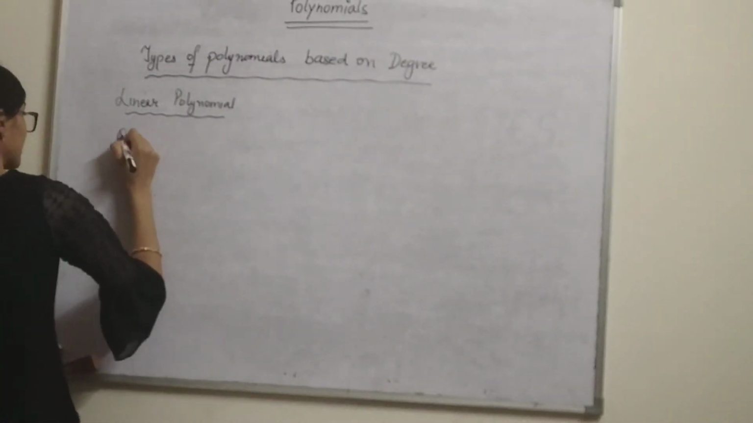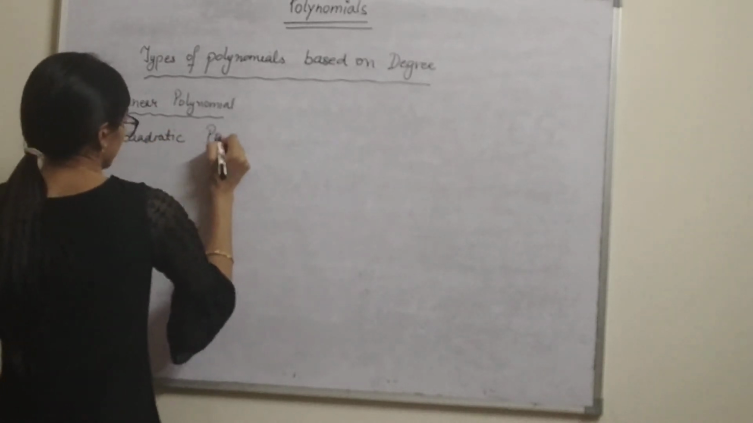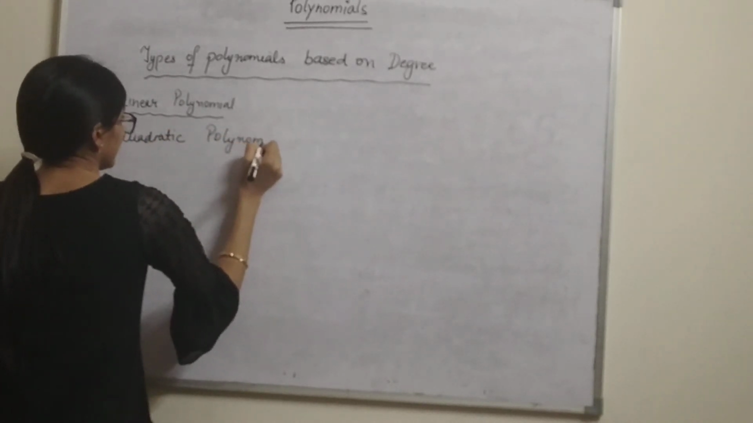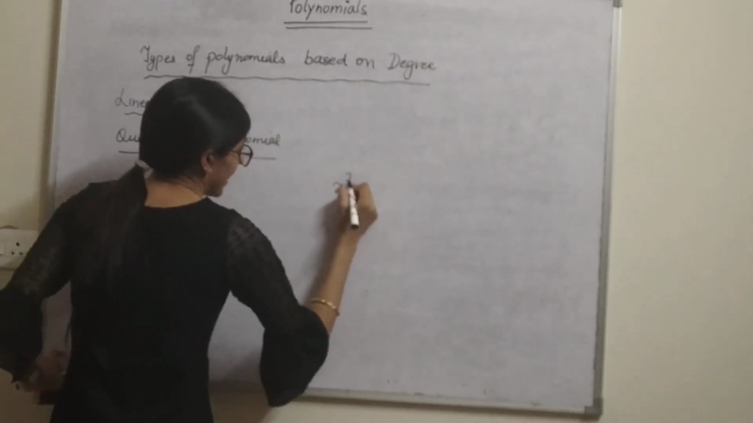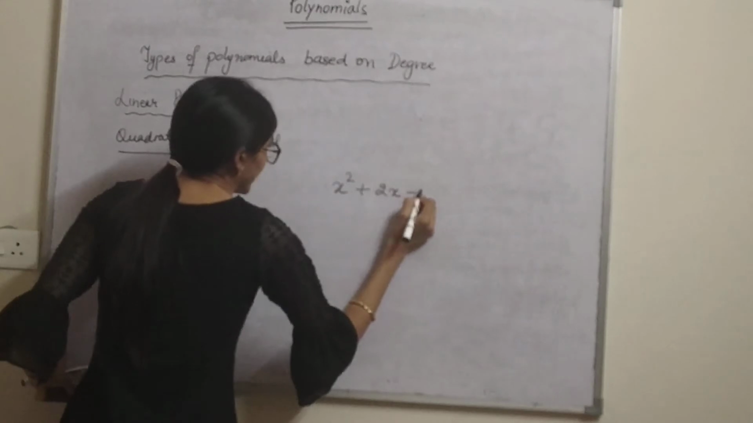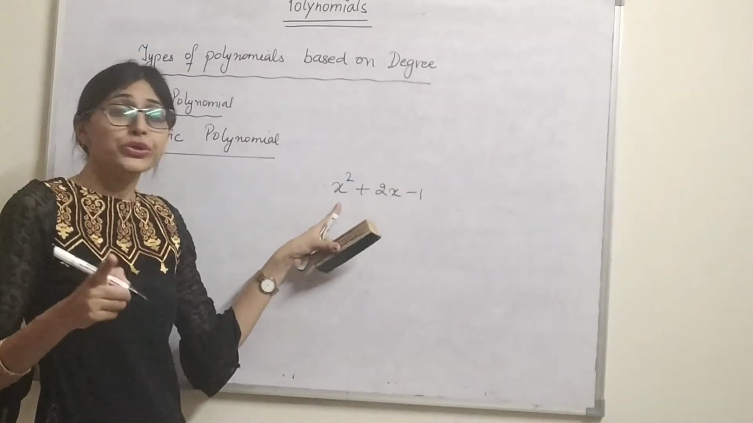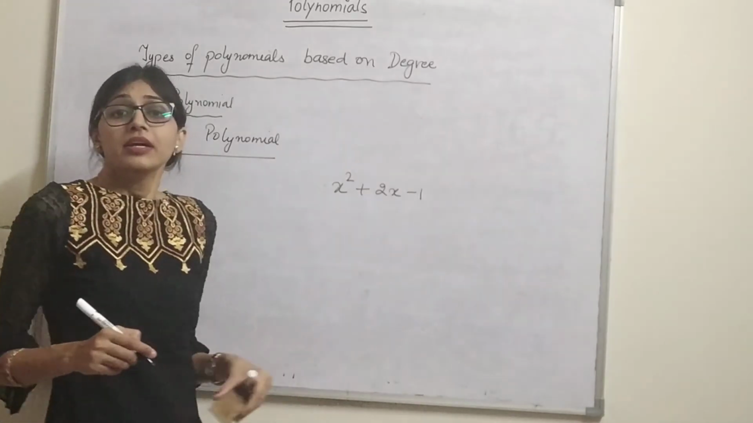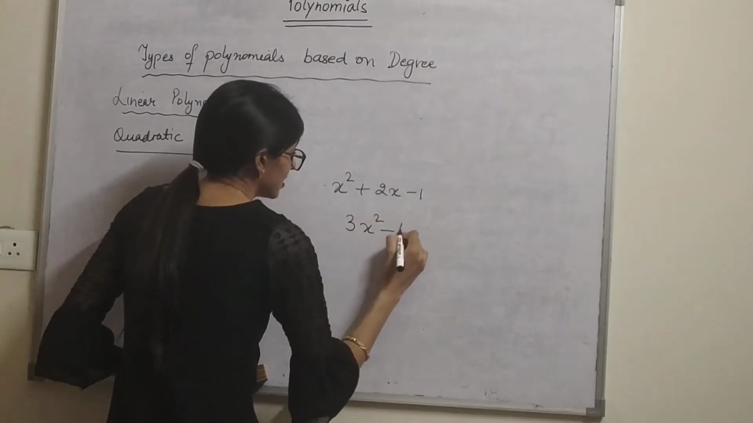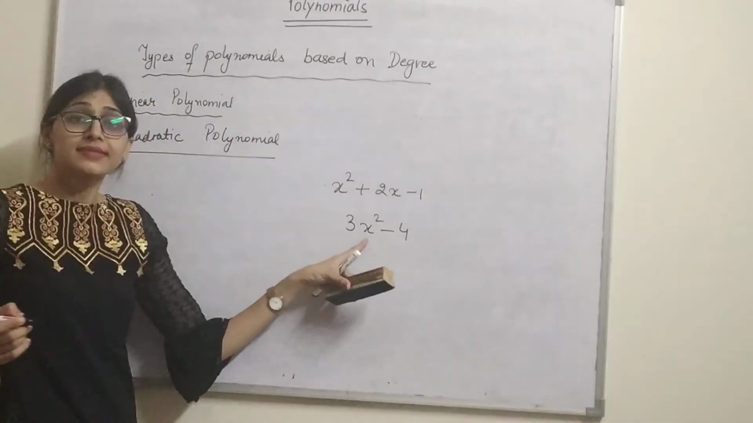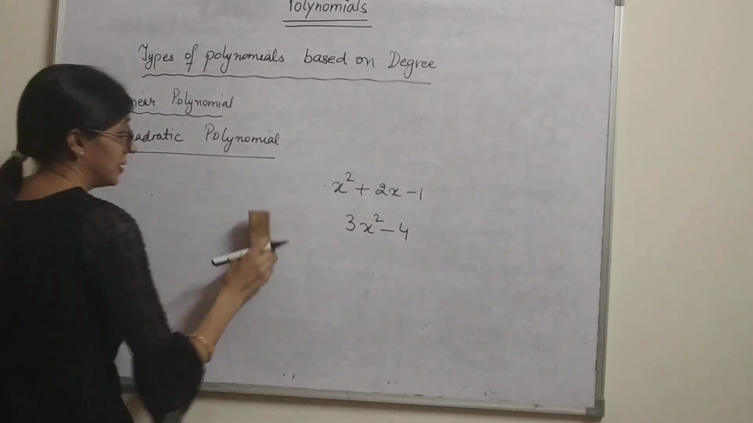Next, quadratic polynomial. Where the degree of the polynomial is 2. Like x square plus 2x minus 1. Here the highest degree is 2, so this is a quadratic polynomial. 3x square minus 4. Here the highest degree is 2, so this is a quadratic polynomial.